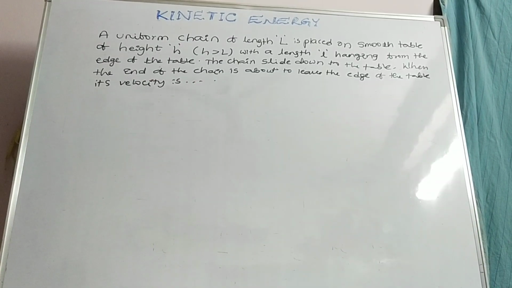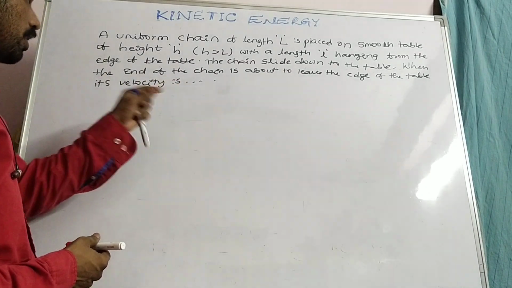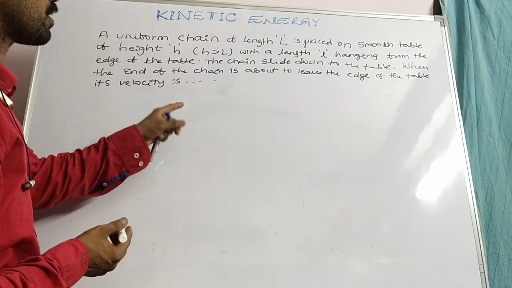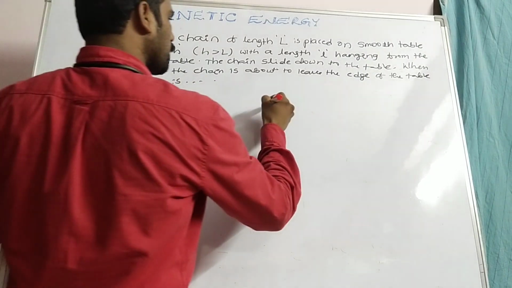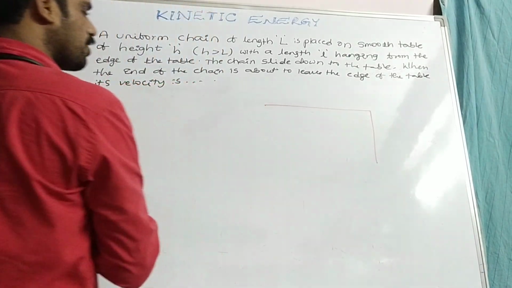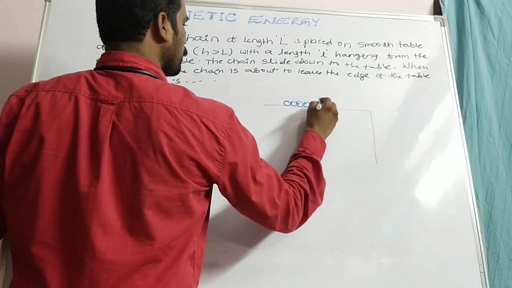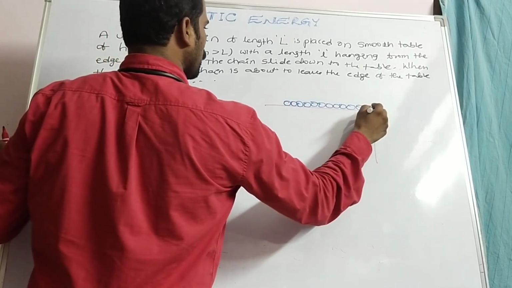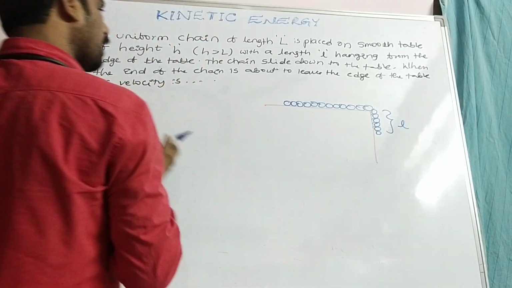Here we have a chain of length L placed on a smooth table of height h with a length L hanging from the edge of the table. The chain starts to slide off the table. When the end of the chain is about to leave the edge of the table, its velocity is? Here there is a table of height h, and the chain is placed on it, with a small length L of the part hanging.